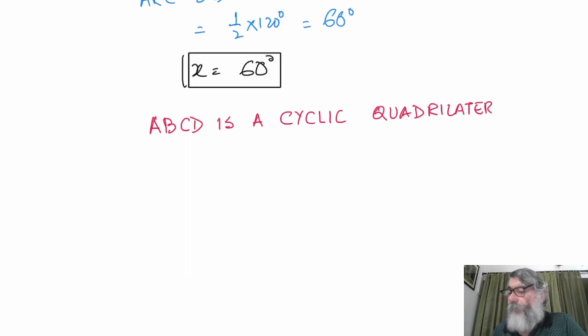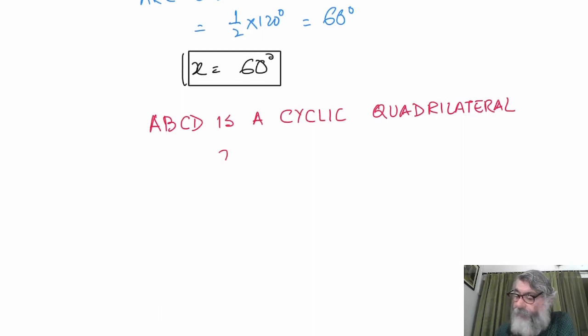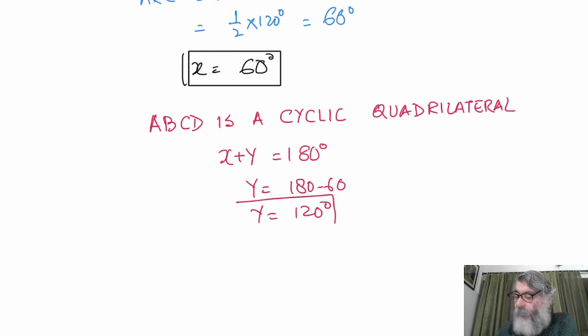And what is the property of a cyclic quadrilateral? The opposite angles of a cyclic quadrilateral are supplementary. So x plus y will be 180. We already know the value of x, so y will be 180 minus 60. So y will be 120 degree. I'll tell you one thing more just now.